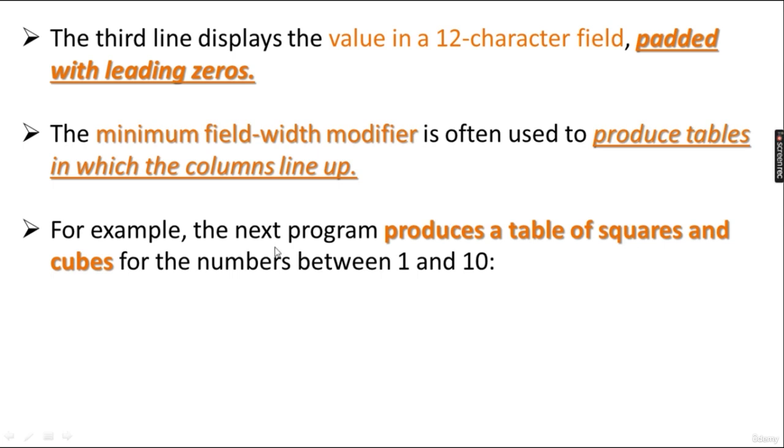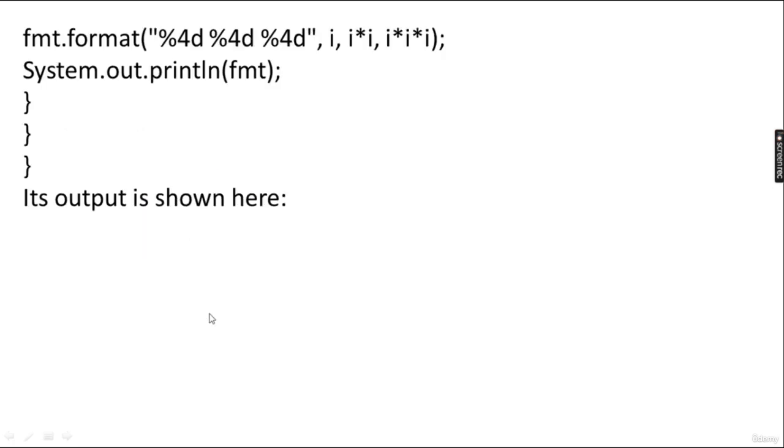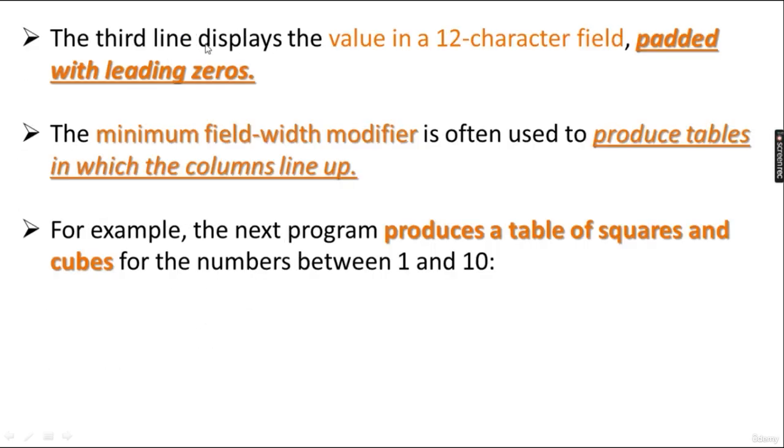A table of squares and cubes. First is only the numbers 1 to 10. Then the squares are generated: 2 squared is 4, 3 squared is 9, 4 squared is 16. And for the cubes, 1, 8, 27, 64, 125, 216, 343, and so on. So for that purpose, formatting is specified.